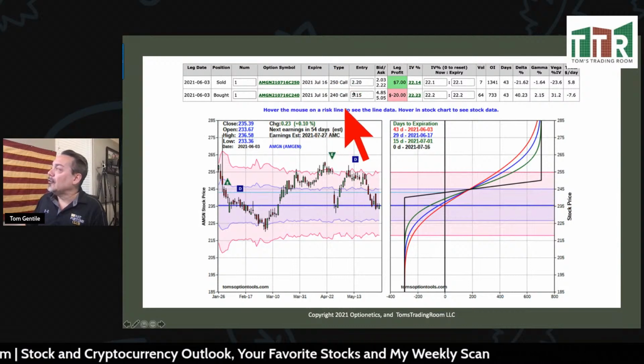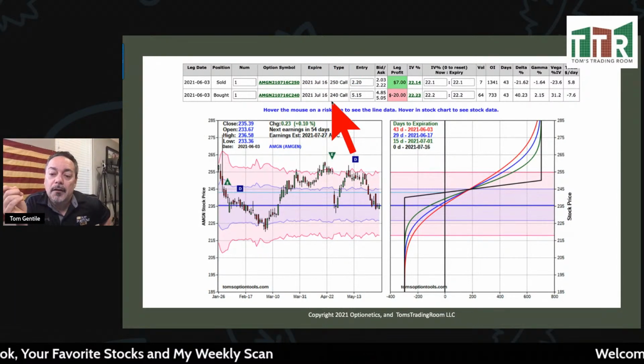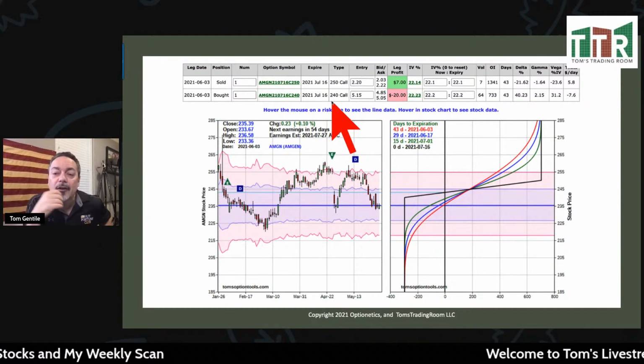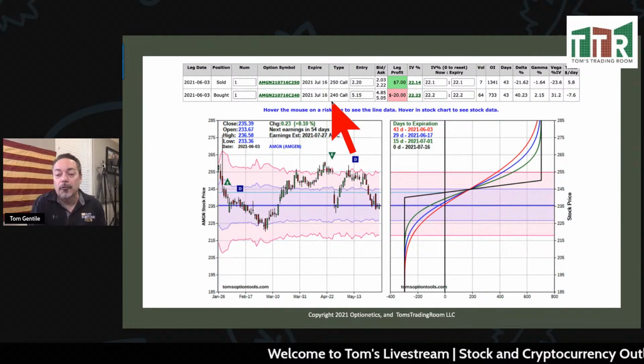By the way, these are the July 16ths. Now, why did I choose July 16th if this is a 30-day trading strategy? Shouldn't I have chosen something around July 4th, since today's the 3rd of June?